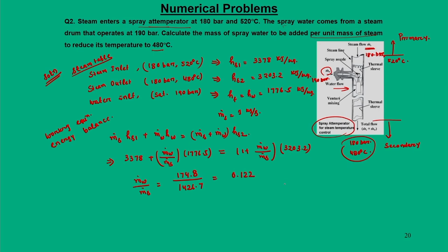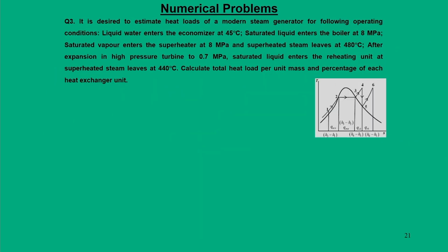So, in other words we say mass of the spray water requirement per kg of steam is 0.122 kg per second, and this mass must be required to regulate the steam temperature to be maintained at 480 degree centigrades.